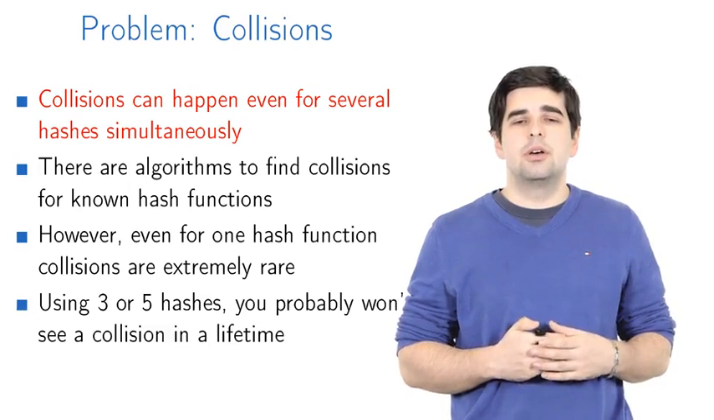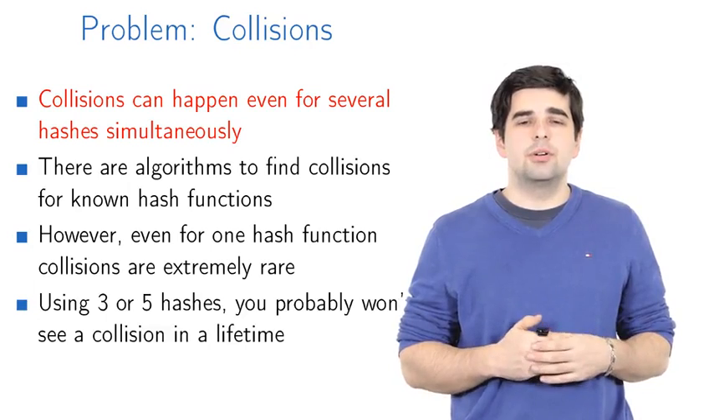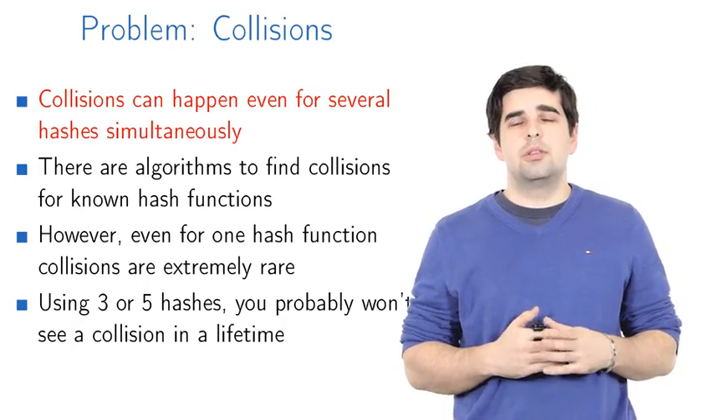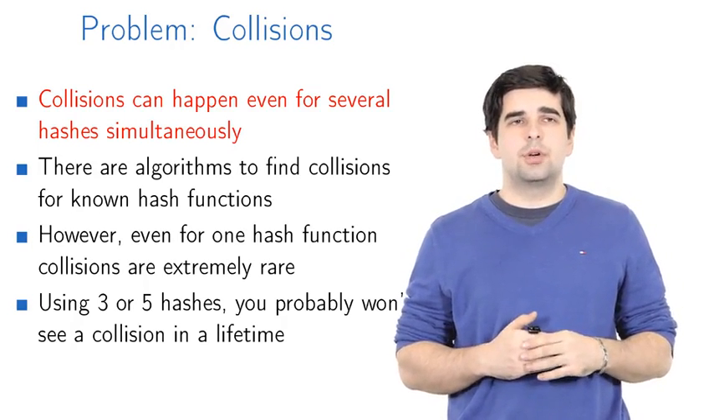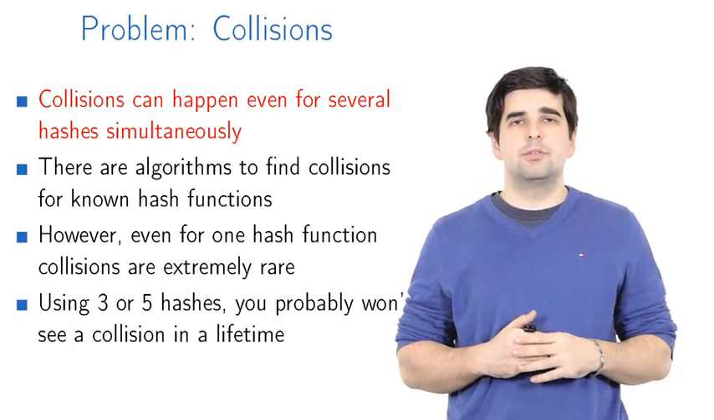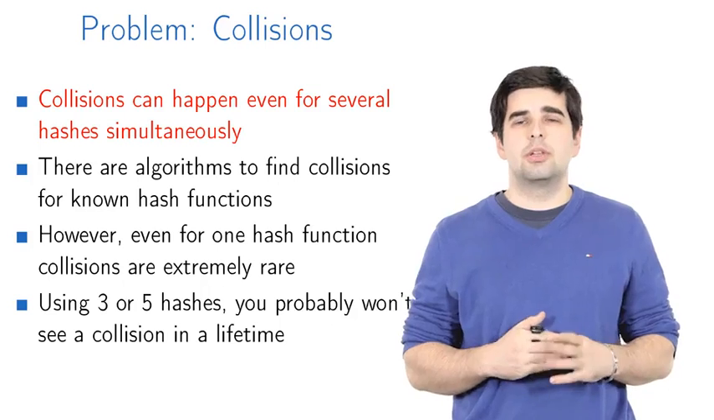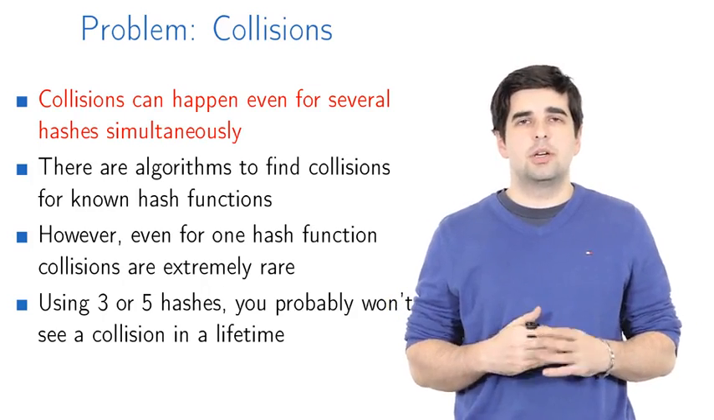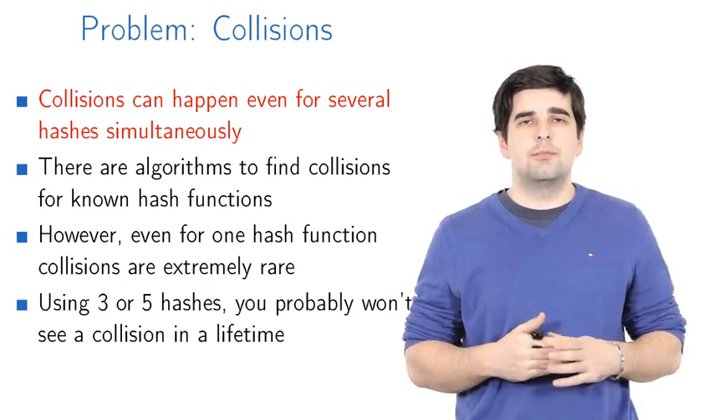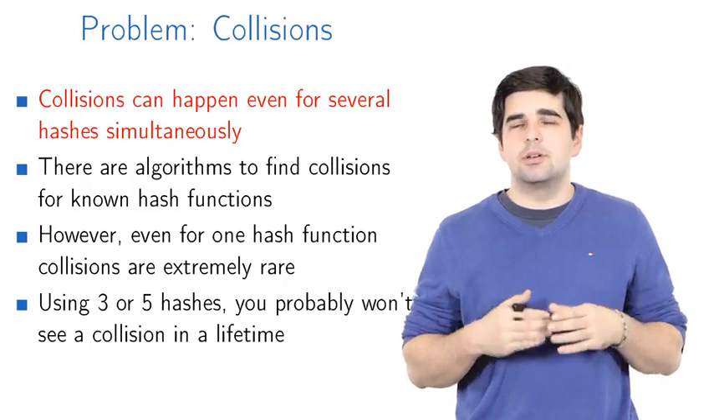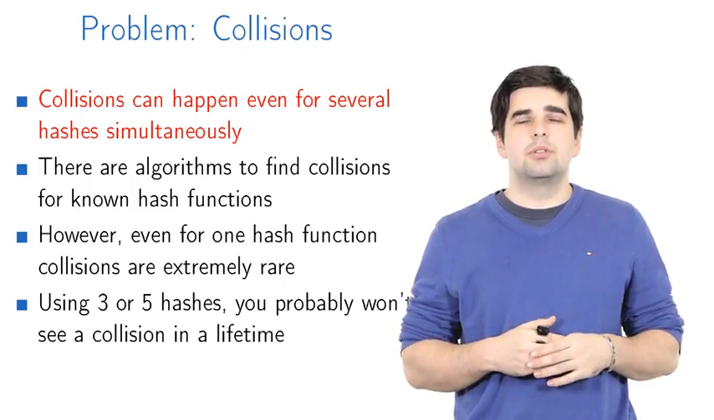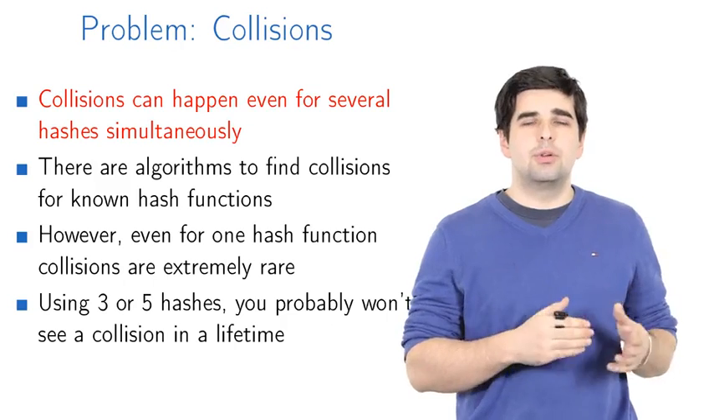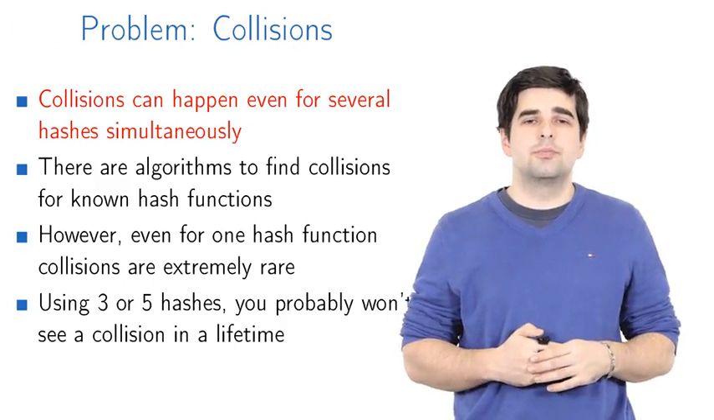And if you use more than 1 hash function, if you use 3 or even 5, then you probably won't see a collision in a lifetime. So this is actually done in practice. You compute several different hash functions which nobody knows, and then it is so hard to find 2 files for which all the hash functions have the same values that a new file is considered to be equal to the old stored file if all the hash values coincide with the hash values of the file already stored.